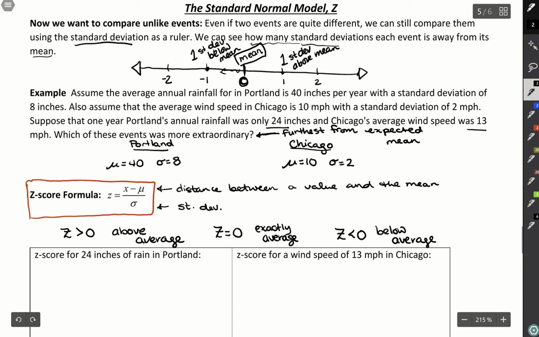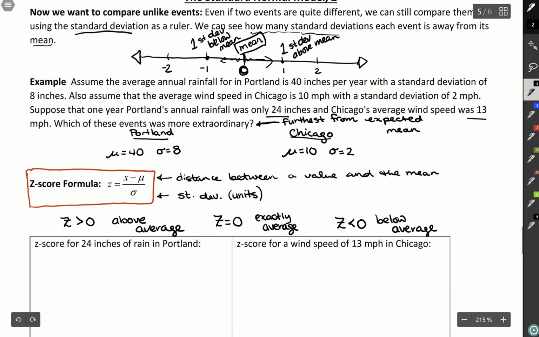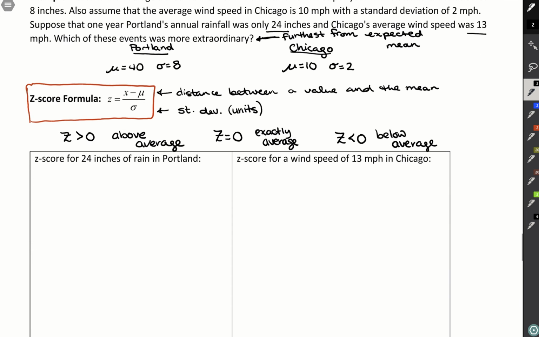And on that number line, positive numbers to the right-hand side are the idea of above average. So we get this idea of where we're landing in terms of above or below, and we get this distance in terms of standard deviations. We take this distance from the mean and divide by standard deviation so that becomes our units for that distance. So let's see how to use this formula for this case of Portland and Chicago.